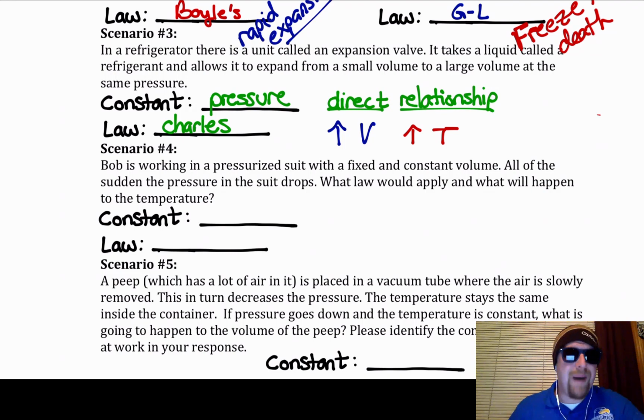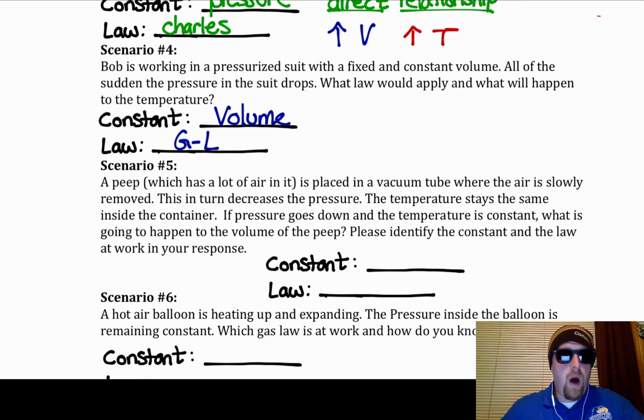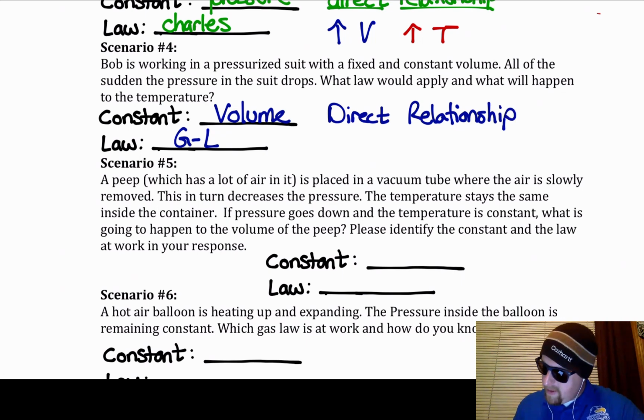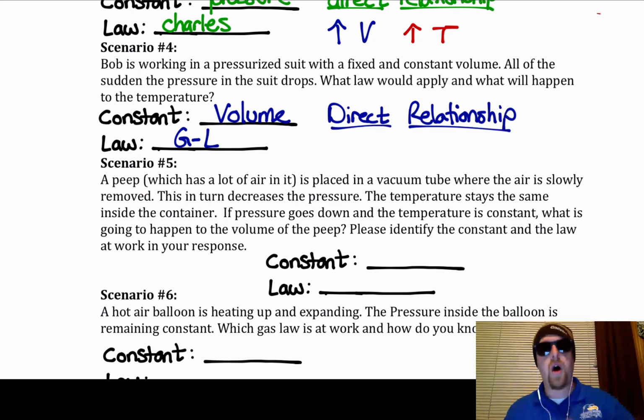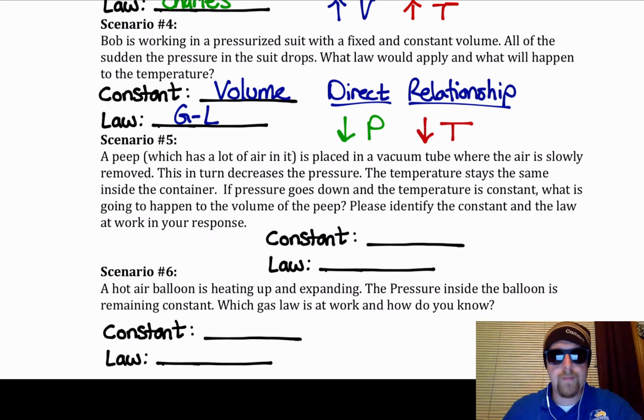All right, scenario number 4. Bob is working in a pressurized suit with a fixed and constant volume. So this one's pretty straightforward. Before we even go too much further, we know it's a constant volume. That makes it Gay-Lussac's law. All of a sudden the pressure in the suit drops. Again, Gay-Lussac's law is also a direct relationship, which means that whatever happens to one of the variables, it will also happen to the other. So if we see an instant drop in pressure, then what we're also going to see is an instant drop in temperature.